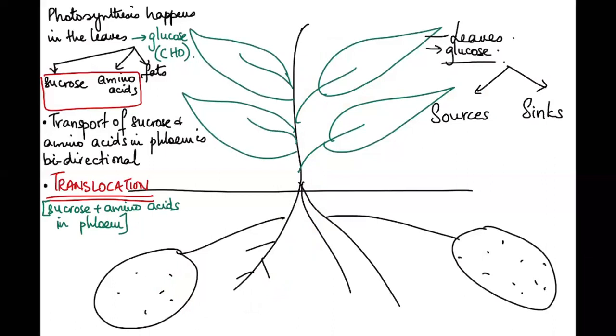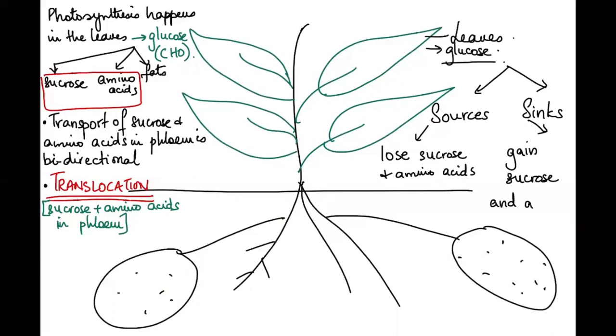Sources and sinks. Sources are regions which lose sucrose and amino acids. Sinks are those regions which gain sucrose and amino acids.